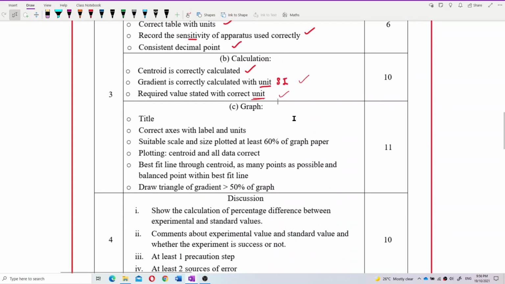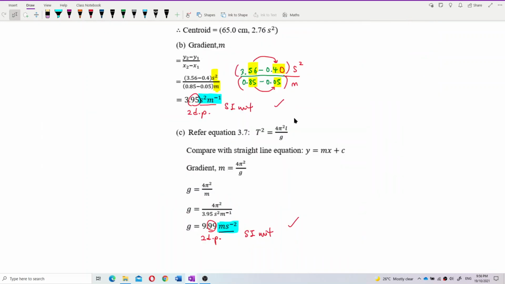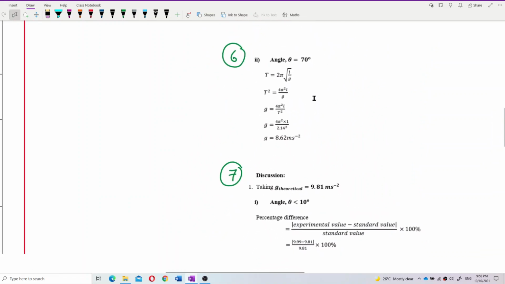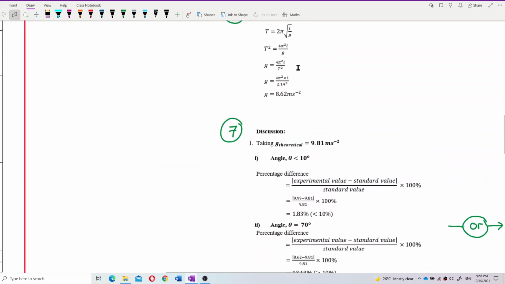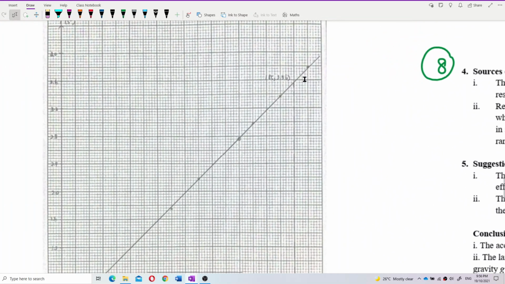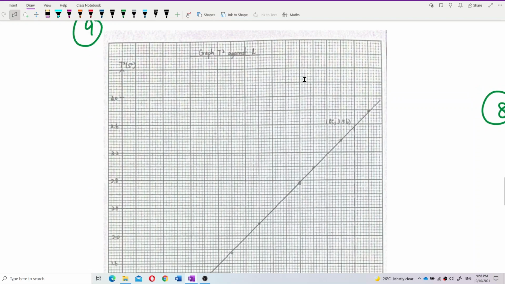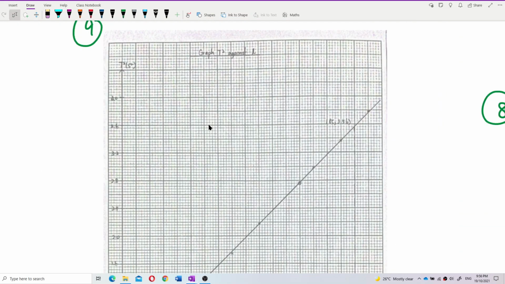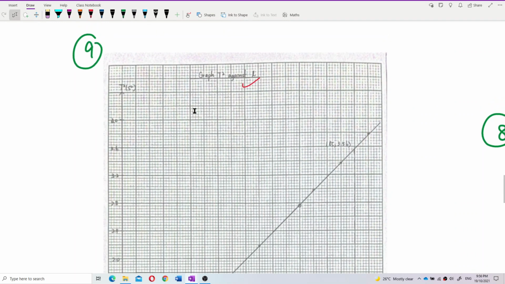Now how about the graph? Let's look at the graph section. These all are the calculated values. Now look at the graph section first. Okay, how is the graph? You must have a title. Do you have a title? Let's check the title. Yes, you have the title. Good. Okay, graph of t squared against L.